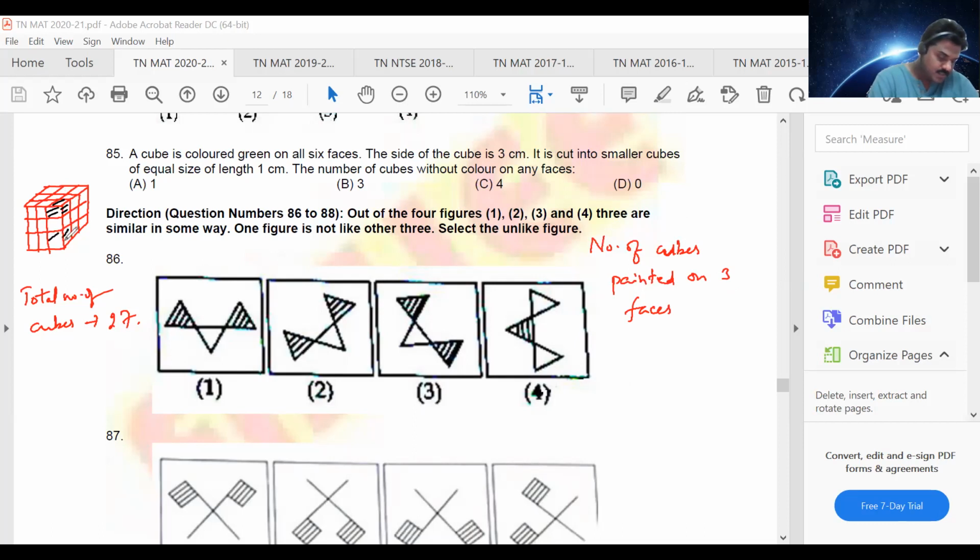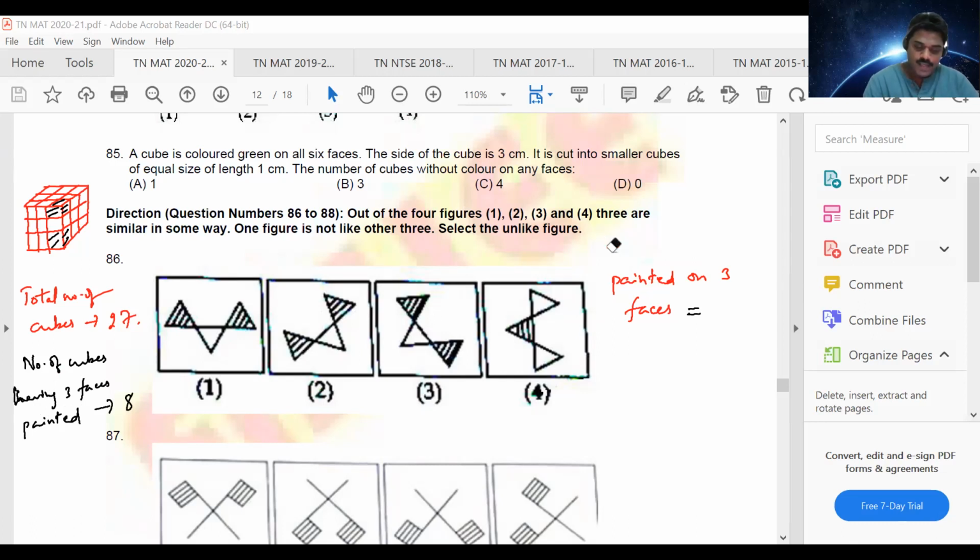Similarly, this one is not a 3D shape, right? So similarly, all the 8 corners will have cubes which have 3 faces painted. So the number of cubes having 3 faces painted is always 8.